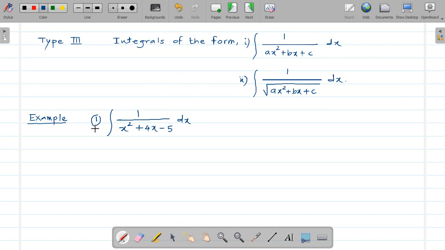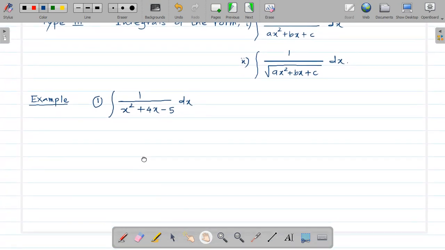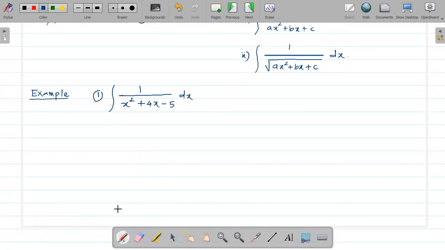See the first example. We have to evaluate the integration of 1 upon x square plus 4x minus 5. To evaluate this integration, see the quadratic expression given in the denominator, and in it we have to add the third term. Here the first term is x square, the second term is 4x. To get the perfect square, we have to add the third term. All of you know how to add the third term.